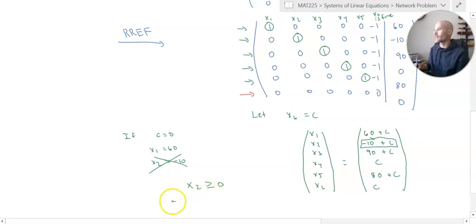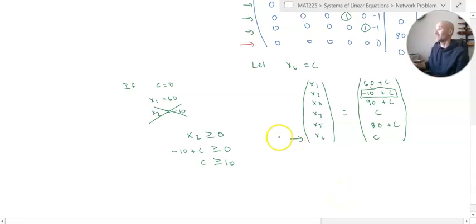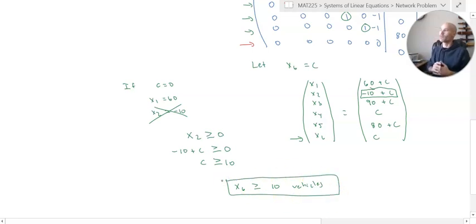Well, what is x2? It's negative 10 plus c, which must be greater than or equal to 0. And so that means c must be greater than or equal to 10. Now, the question was about x6, right? What's the smallest that x6 can be? Well, x6 is c, so that means x6 has to be at least 10 vehicles. That answers our question. This is a problem where we have to construct a model, involves a lot of variables. We have to be very careful about entering this into a matrix form. And then when we found our solution, we had to really think about the practical implications of what's going on.